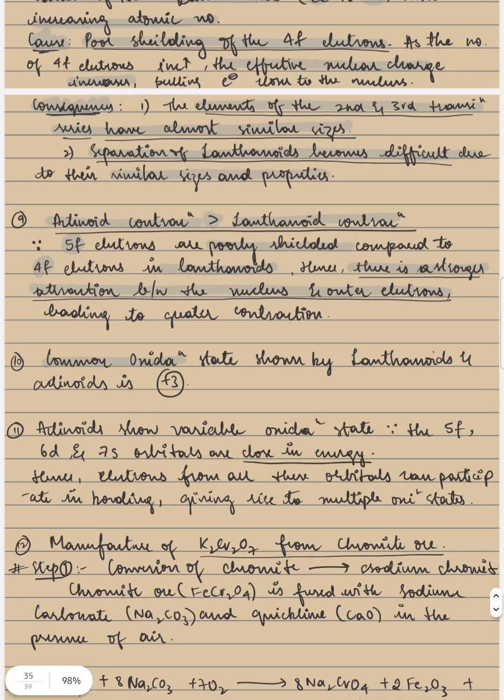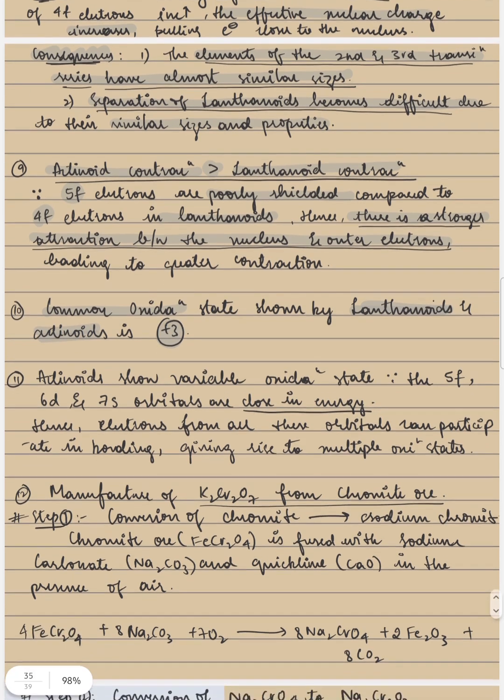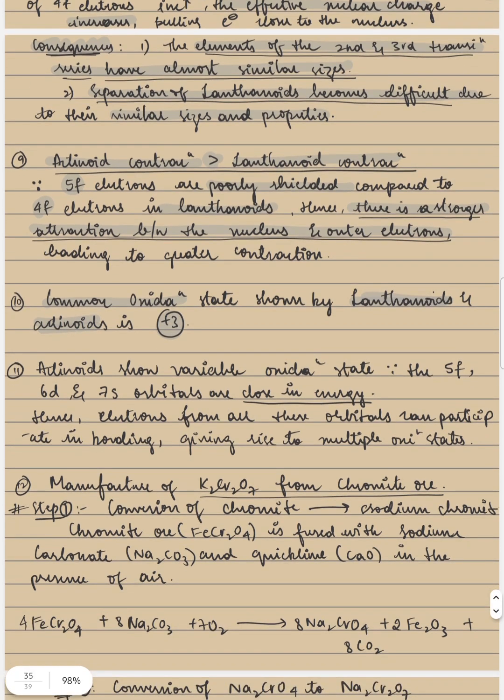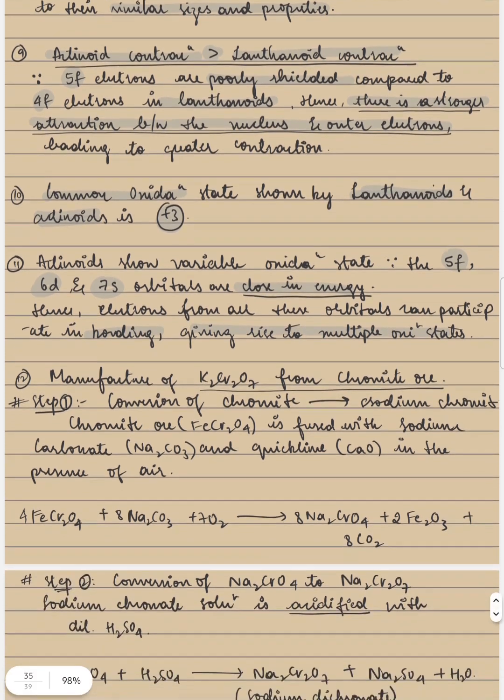Common oxidation state shown by lanthanoids and actinoids is +3. Actinoids show variable oxidation states because the 5f, 6d and 7s orbitals are close in energy, just like in lanthanoids. Hence, electrons from all these orbitals can participate in bonding, giving rise to multiple oxidation states.